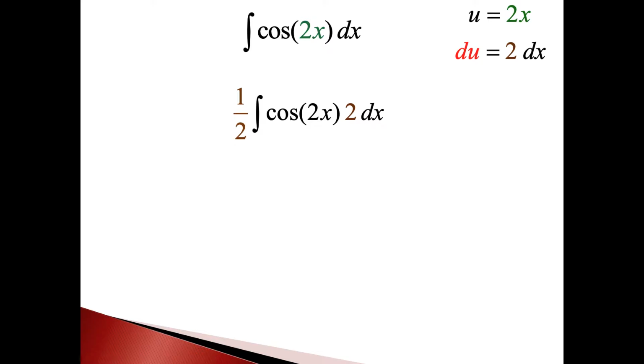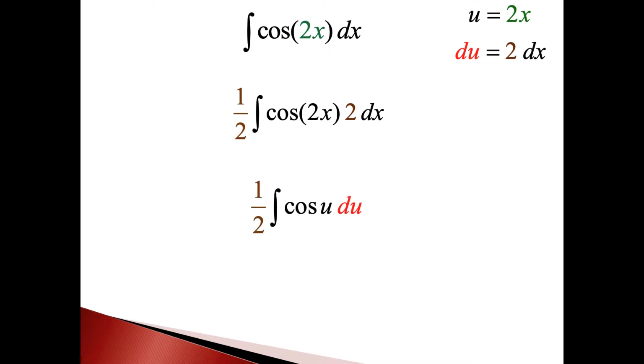Now, I'm not going to do that because I need that brown 2 there so I can turn it into a du. But you see what's happened, right? I haven't changed the problem if I put a brown 2 next to the dx and also a brown 1/2 on the outside. Those would cancel themselves and go back to what we started with. But I'm not going to cancel them. I'm going to substitute them.